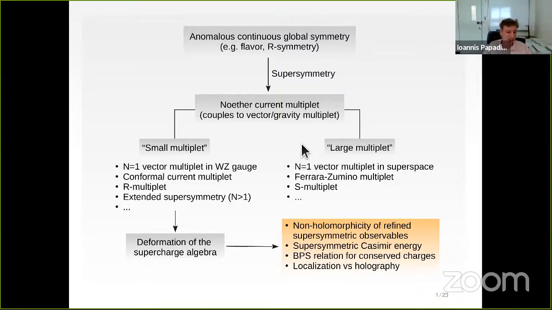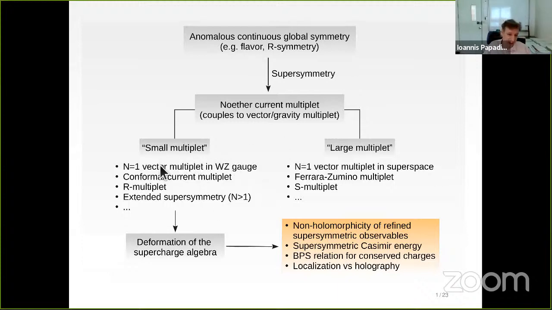And I would like to distinguish two different types of multiplets. So what I call a small multiplet and a large multiplet. The small multiplet, typical examples would be the N=1 vector multiplet in 4 dimensions or the Wess-Zumino multiplet. And a typical large multiplet would be the same multiplet, but in superspace. So they differ by auxiliary fields that play an important role.